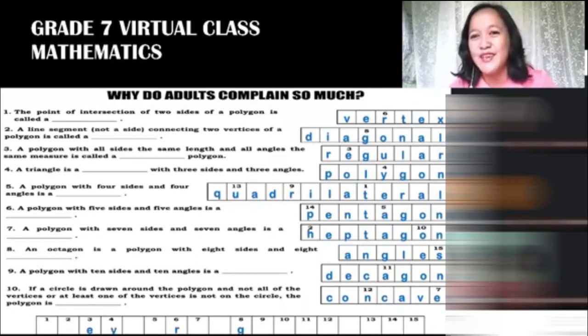Has anyone guessed the answer? Okay, could you please voice out your answer? To our FB Live viewers, you can type your answer if you're done. Why do adults complain so much? Okay, number 2 is letter H. Ayan, they are coming out one by one. What do you think is the answer? Day of? Is it have? Our 5 is A already. Meron na. Day.